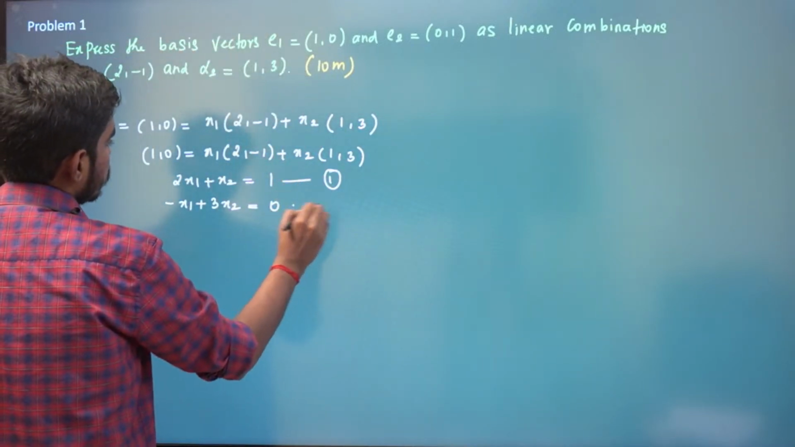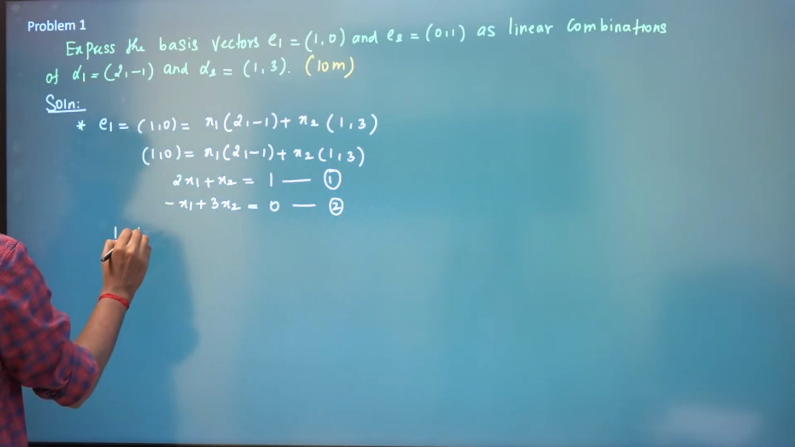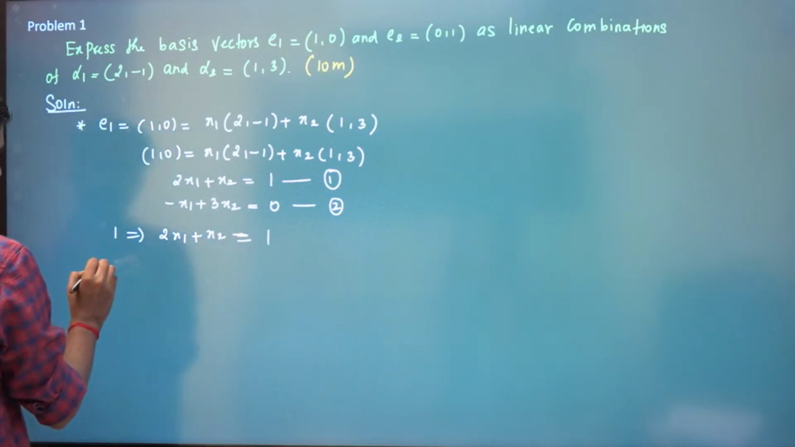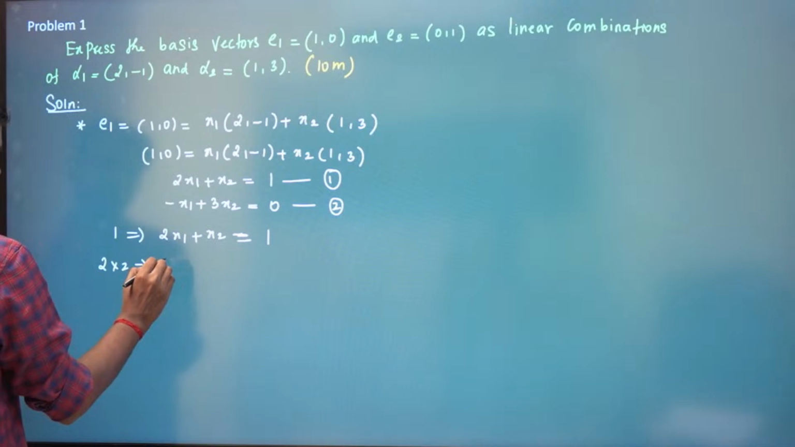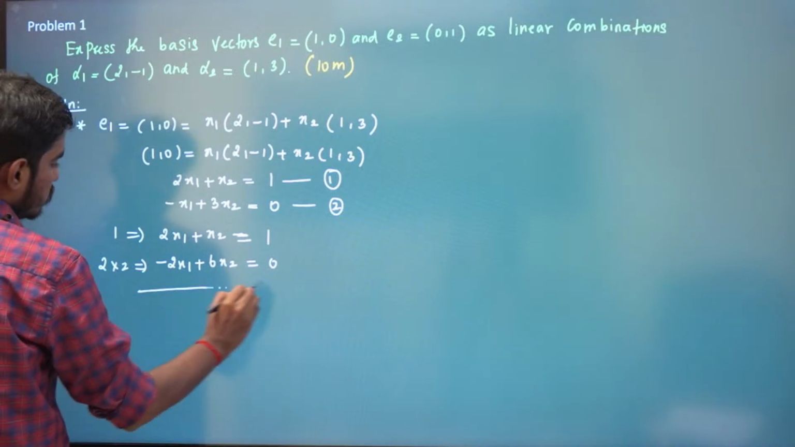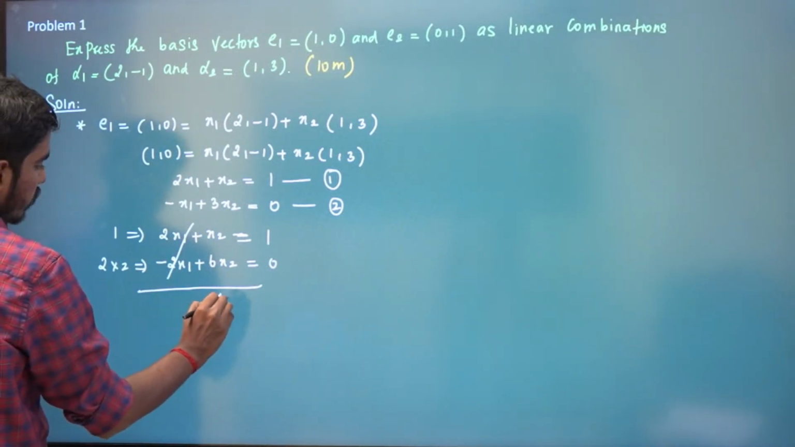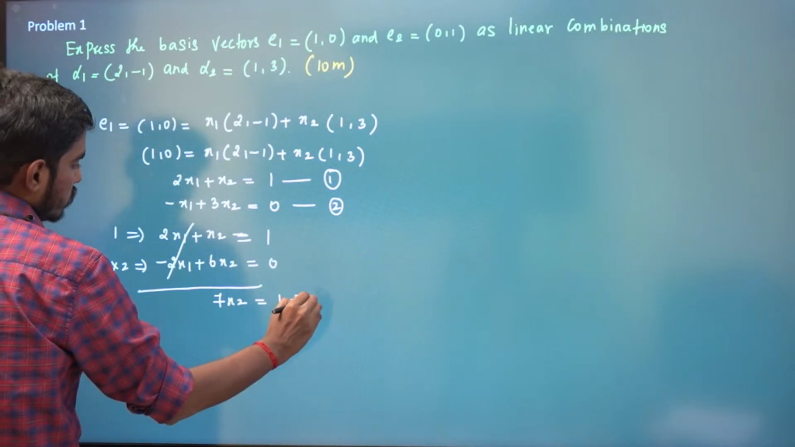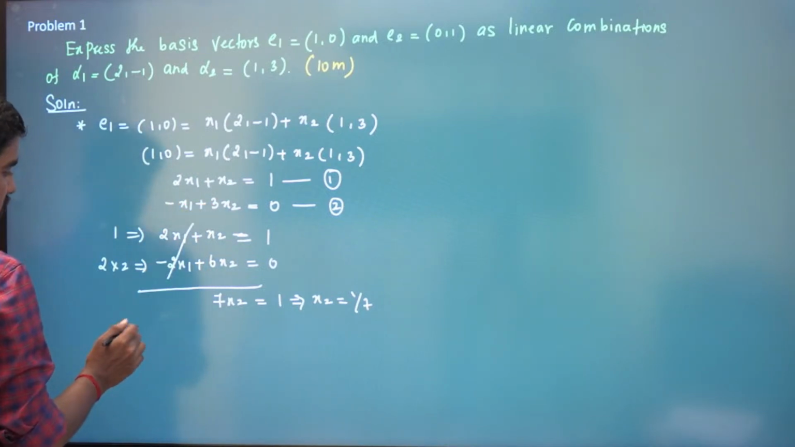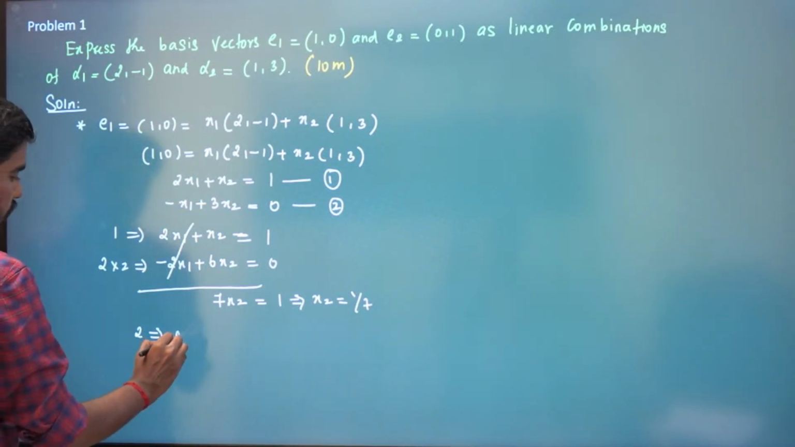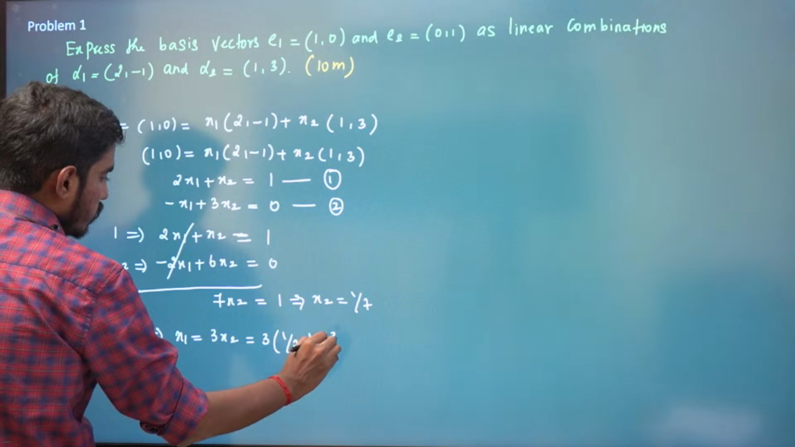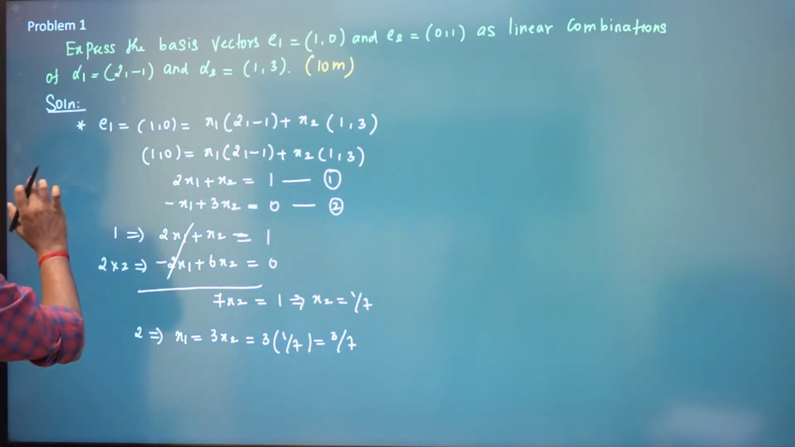We have this as the first equation and second equation. Let us write the first equation as it is: 2x1 plus x2 is equal to 1. Now multiply the second equation by 2, so we have minus 2x1 plus 6x2 is equal to 0. Now add these, and you will have 7x2 is equal to 1. This implies x2 is equal to 1 by 7. If x2 is 1 by 7, what is x1? From the second equation, x1 is 3 times x2, so 3 times 1 by 7. Sorry, x1 is 3 by 7.